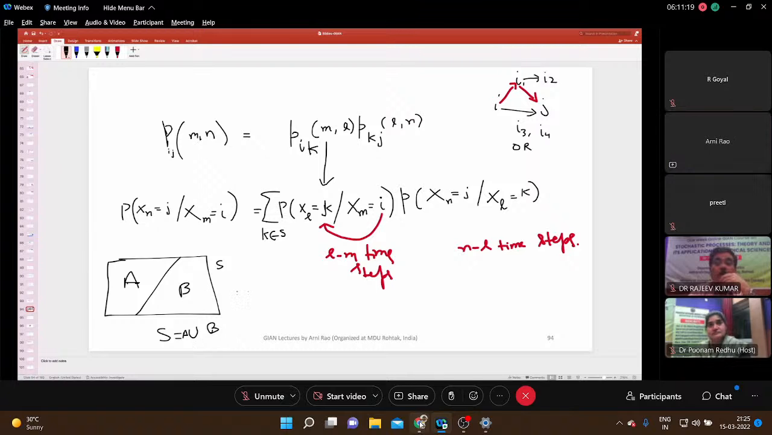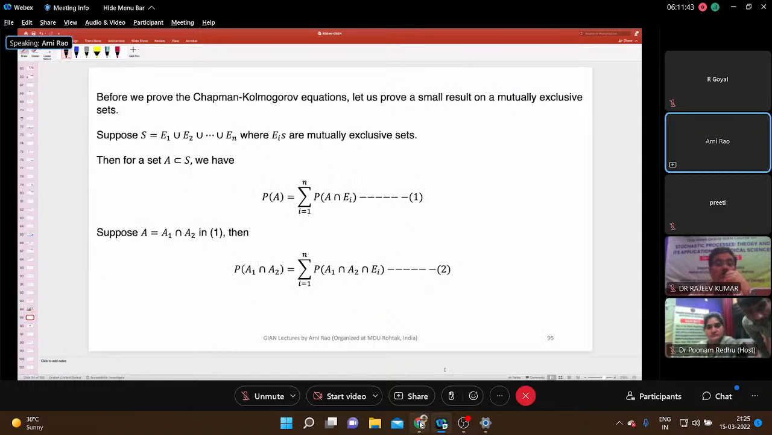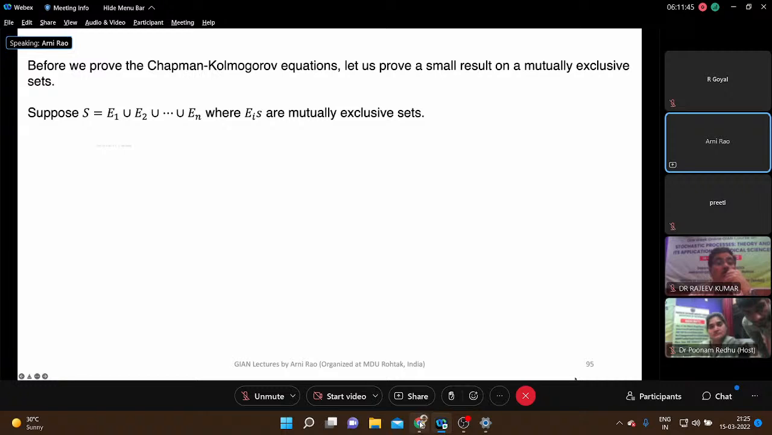Or you can have a space A, B, C. This is A, this is B, this is C. Your space S. So S equal to A union B union C. Whatever way. So now we write E1, E2, that means A1, they are a union of N sets, mutually exclusive.